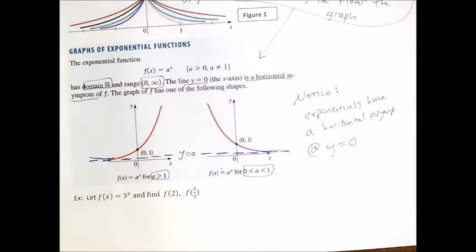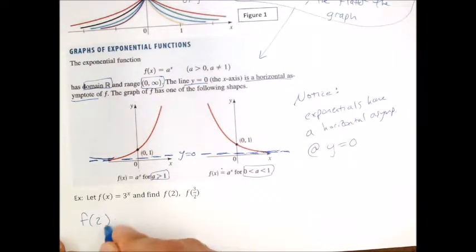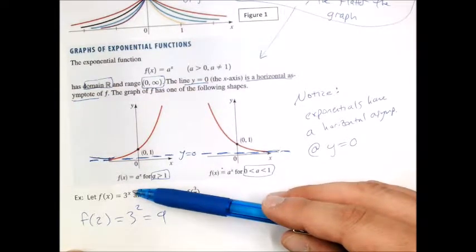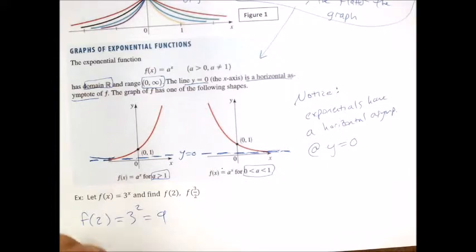Alright, so here's kind of the more straightforward problems we might have. If this is our function, f of x equals 3 to the x, let's find f of 2 and f of 3 halves, right? So this notation, f of 2, just means plug a 2 into the x, right? And so this becomes 3 squared, which is 9. So if our function is 3 to the x, then f of 2 is 9.